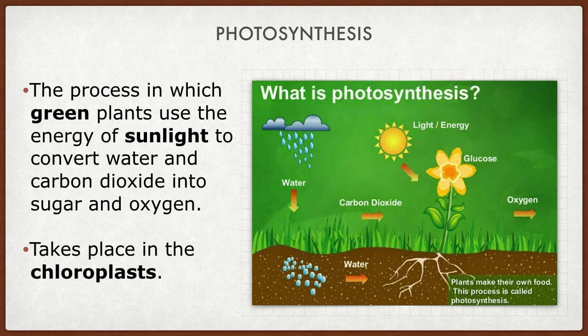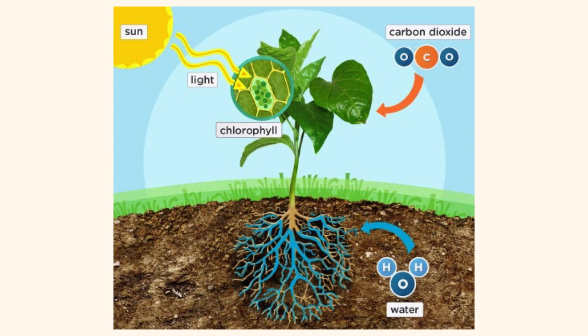So if you're done writing, take a look at this picture and notice how it's showing water from the rain clouds coming in through the roots. That water combined with the carbon dioxide that the plant is taking in, as well as sunlight, can be used to produce something called glucose, a sugar, and oxygen. So another way you can look at this is in this picture.